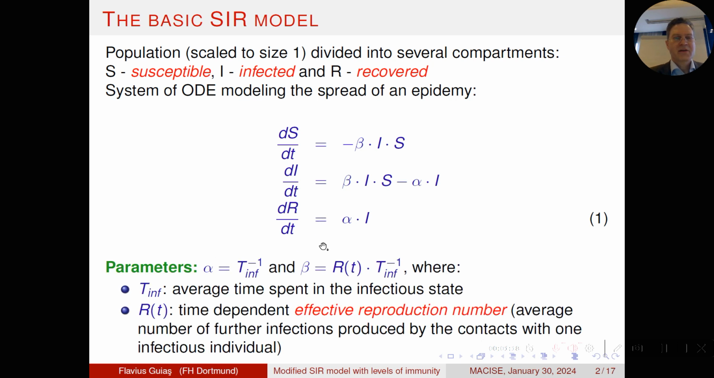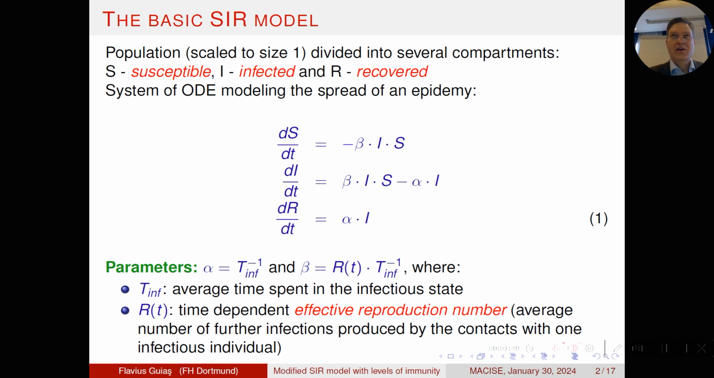Now we can assume for the parameters that alpha is the inverse of the average time spent in the infectious state, and the beta parameter, this transmission rate, can be written as the product between the reproduction number, which normally depends also on time, but you also have the basic reproduction number R0. You know, from the COVID-19 pandemic, what is the meaning of this basic reproduction number R0.